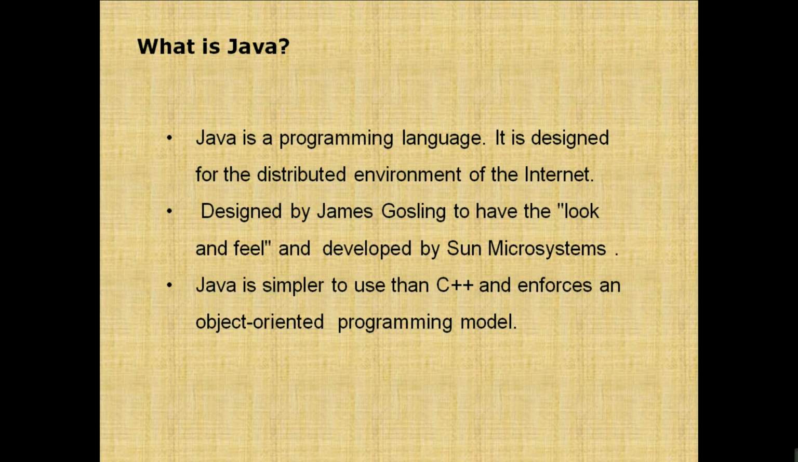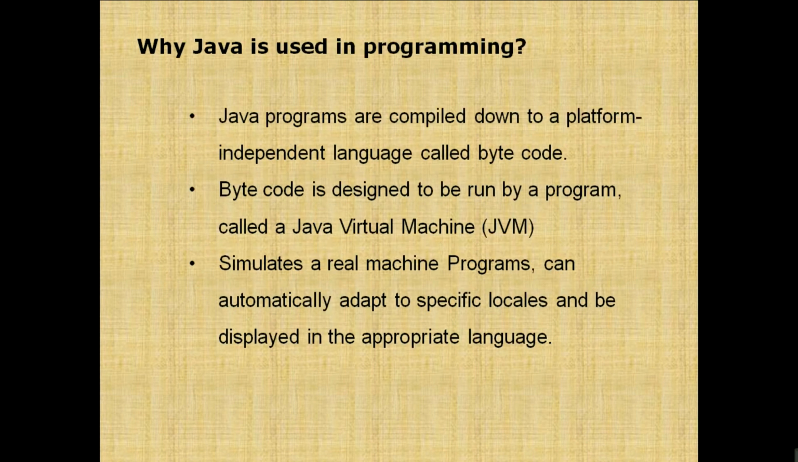Designed by James Gosling to have the look and feel of C++, and developed by Sun Microsystems. These are the very basic things everyone should remember. Java is simpler to use than C++ and enforces an object-oriented programming model.